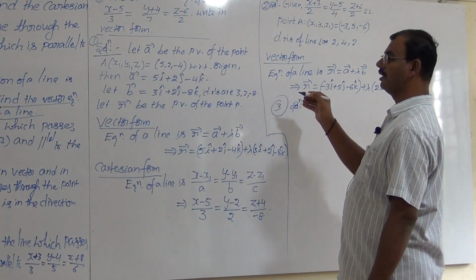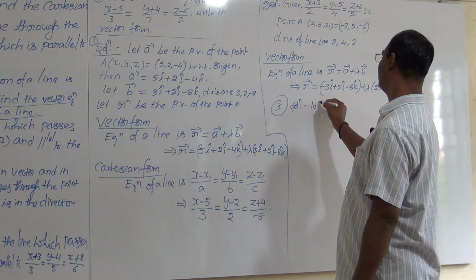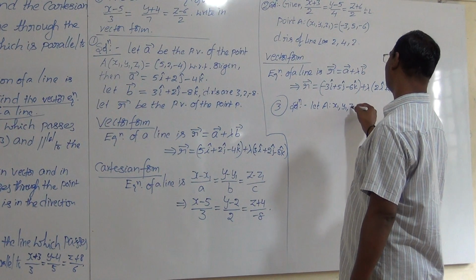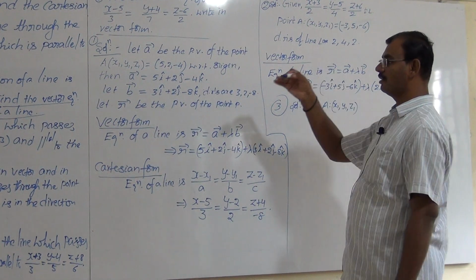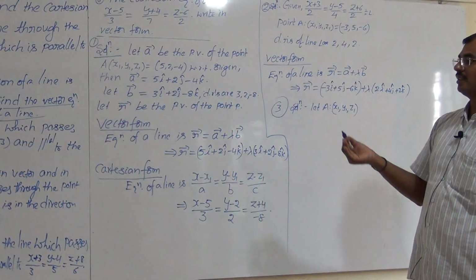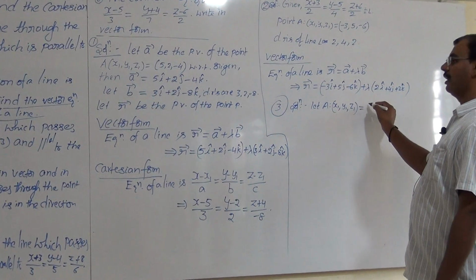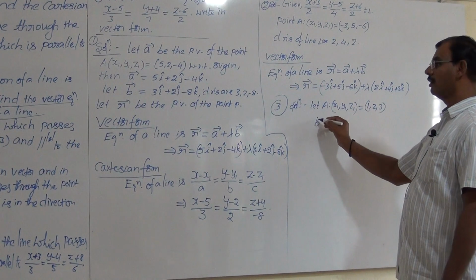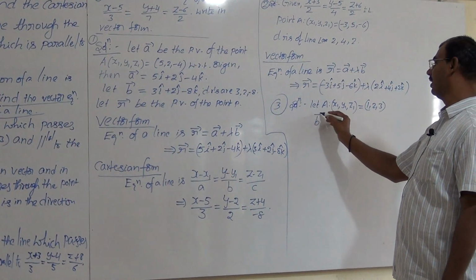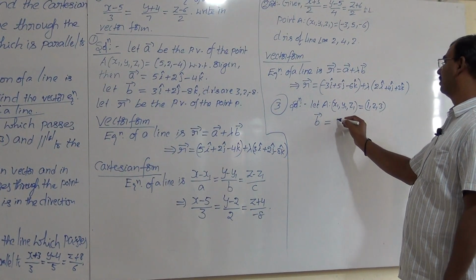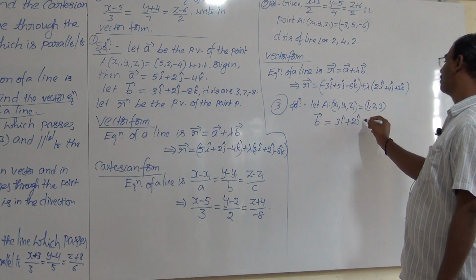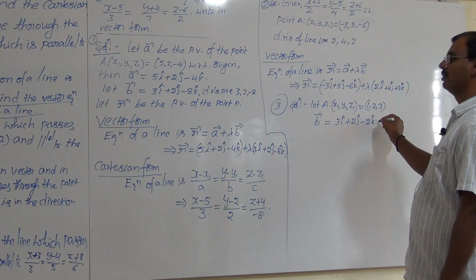So directly, what is the point here? Let A (x1, y1, z1) be taken directly. In this he has not mentioned vector form or Cartesian form. The point is (1, 2, 3), given. What is the parallel vector? B vector is equal to 3i plus 2j minus 2k.